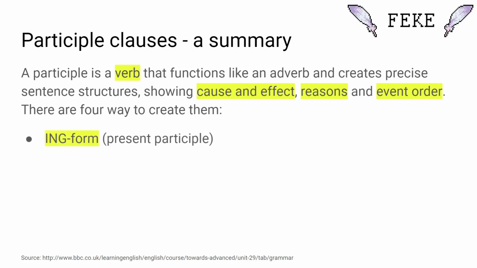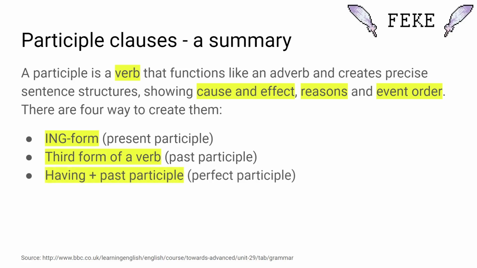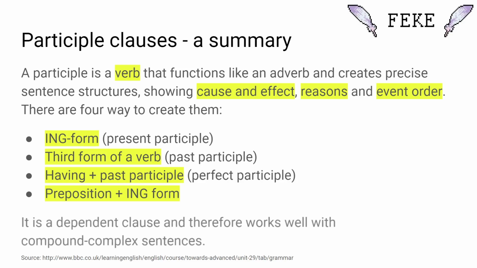The first one will be what's known as the present participle, or the ing form of a verb. The second one will be the past participle, also known as the third form of a verb. We'll look at the perfect participle, having, plus the past participle. And finally, we have a preposition together with the ing form. All of these are great at helping us develop our language, since they can be combined with the dependent clauses from when we create compound, complex sentences.